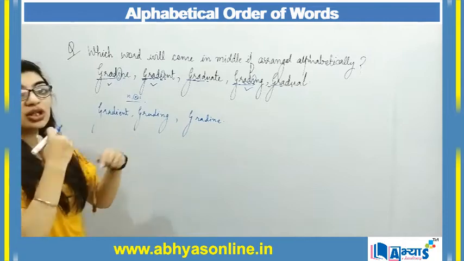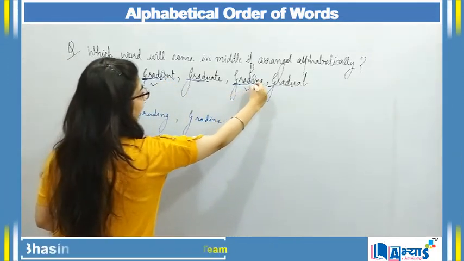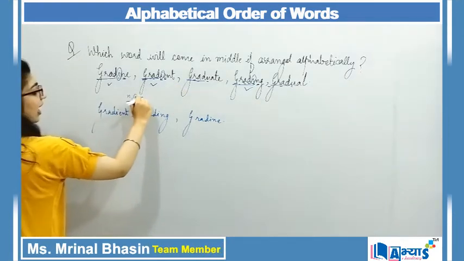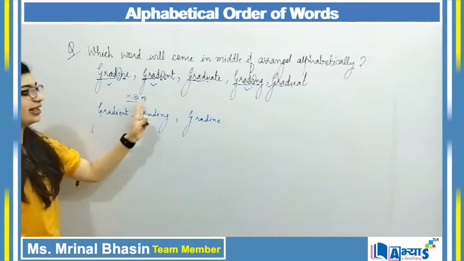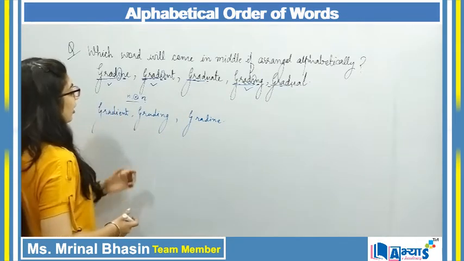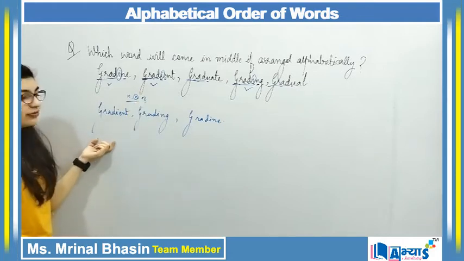Then I have to switch to the next letter. I will see N over here, E over here, and N over here. Okay, N, E and N, right? So when I see N, E and N over here, then I have to see that E will come first. That means gradient will come first.